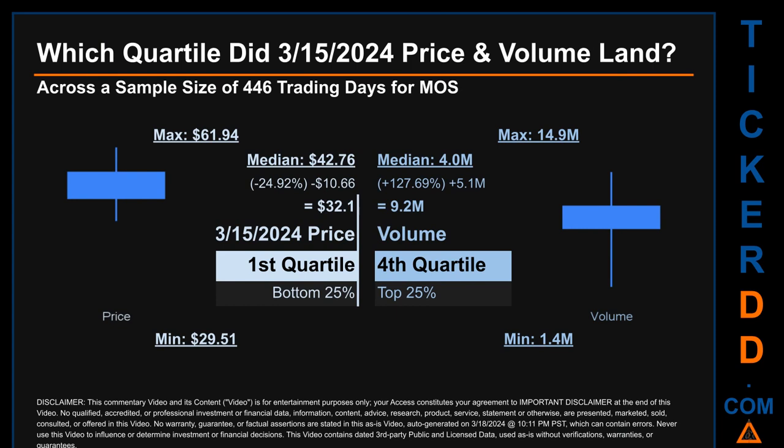Descriptively, MOS has a median price of $42.76. Therefore, March 15, 2024 price was lower from that middle marker by 24.92%. The day's volume of 9.2 million was more than the median by 127.69%.